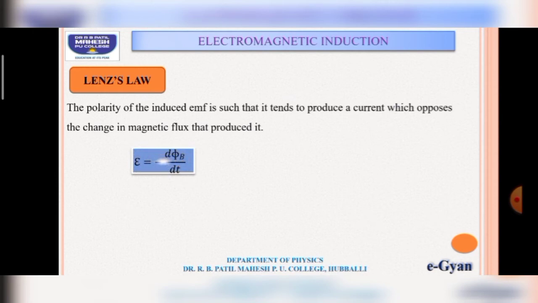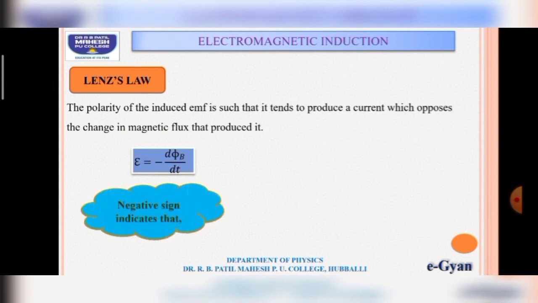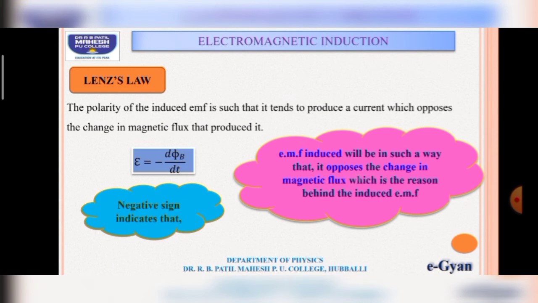Mathematically, it is given by E equal to minus d phi divided by dt. The negative sign indicates that the EMF induced will be in such a way that it opposes the change in magnetic flux, which is the reason behind the induced EMF.